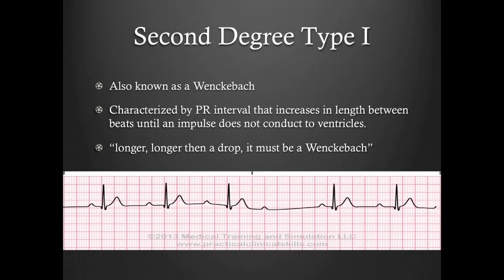Well, what does that longer and longer mean? Well, in the Wenckebach block, the PR interval increases in length between each beat until an impulse does not get down to the ventricles. If we look at this rhythm strip at the bottom of the screen, we can see that right here in this first beat, the PR interval looks pretty normal, just under 0.2 seconds. In the next one, it's almost 1.5 boxes long, so it's definitely really long. And then in this third and final one, it's really huge. And then we have this one right here. We got this nice little P wave, but no QRS complex. So to go back to that nice little saying, longer, longer, drop, it must be a Wenckebach block.